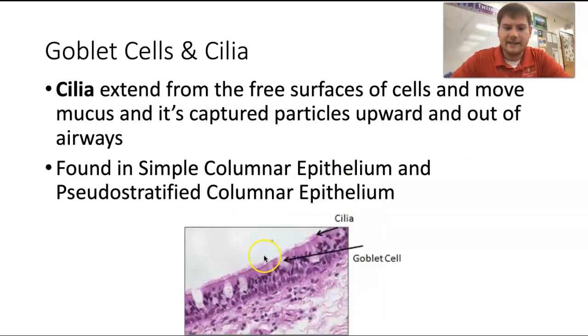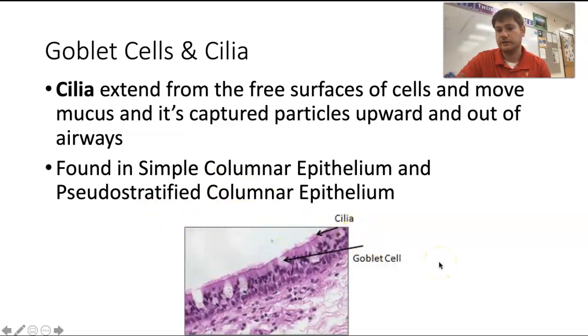We're also going to talk about cilia. Cilia are these little hair-like projections that come on top of a lot of the simple columnar and pseudostratified columnar epithelial cells. All right. So they capture mucus, and they help move it down past these different tracts and upward and out of airways. So for example, you don't want a whole bunch of mucus stuck in your throat or in your nasal cavity, because then you can't breathe. So that's what cilia and goblet cells are there to help move particles along.